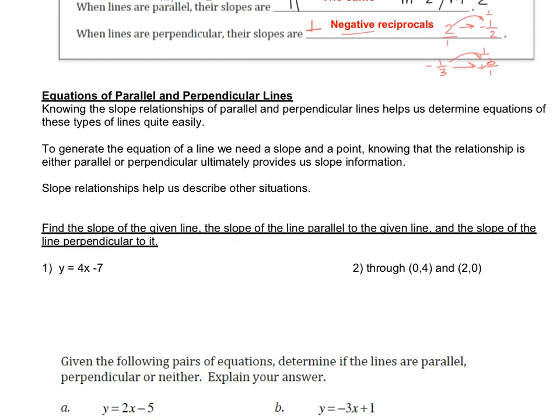But we're not going to focus on the writing of the equations today. We're just going to focus on the slope aspect. Tomorrow, we'll be writing the equation of the perpendicular bisector, which is a process that puts together your slope and your midpoint. So for each of the following, we're going to find the slope of the line parallel to this line and the slope of the line perpendicular to it.